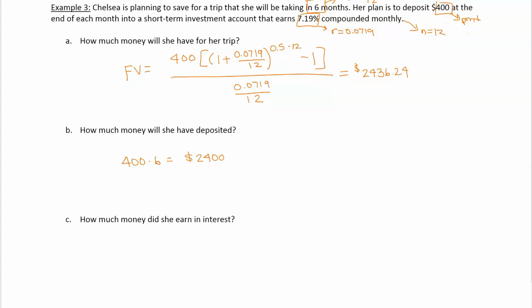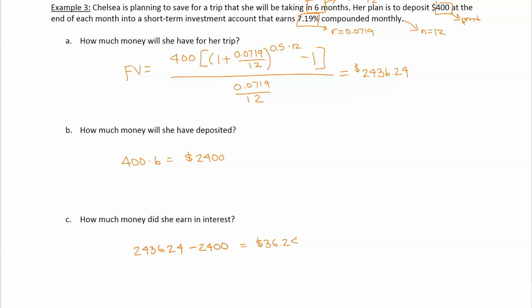Part C asks, how much money did she earn in interest? So there is $2,436.24 in the account. Of that, Chelsea put in $2,400, so I will subtract these two terms. So the interest is $36.24.